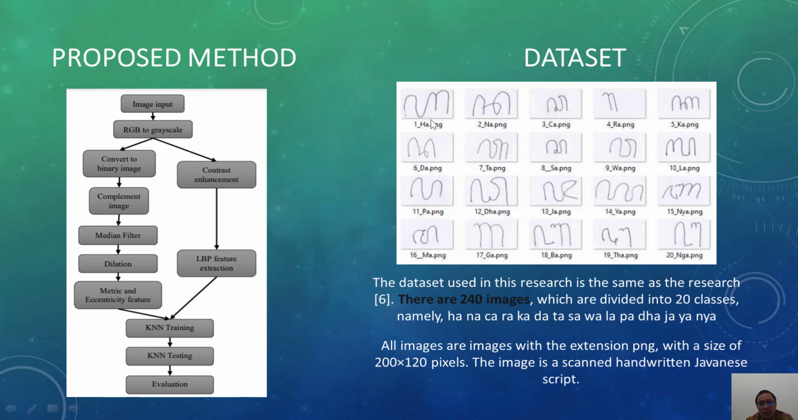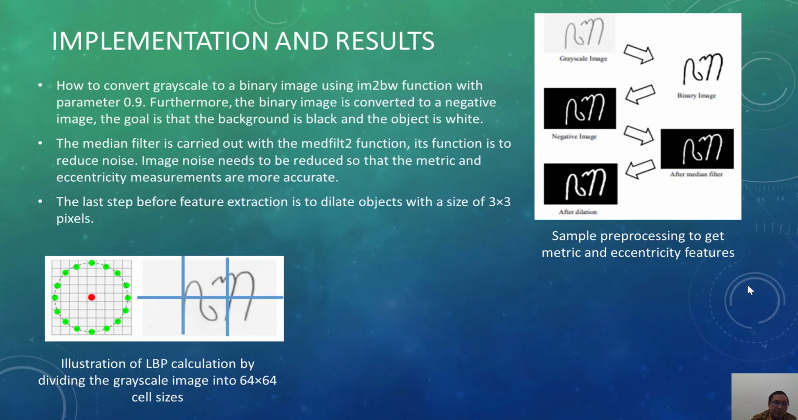This is our dataset, the Javanese dataset. The dataset was used in the same research. There are 240 images, which are divided into 20 classes, namely ho, no, co, ro, ko, etc. All images are PNG files with a size of 200 times 120 pixels. The images are scanned handwritten Javanese script.